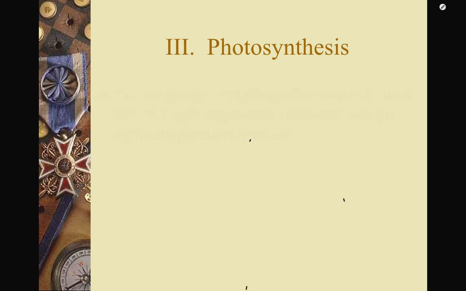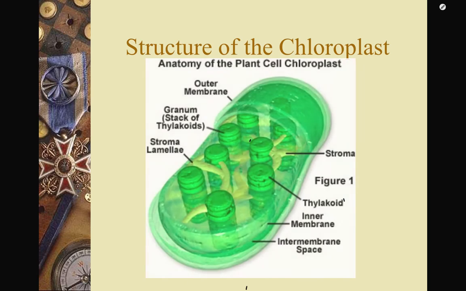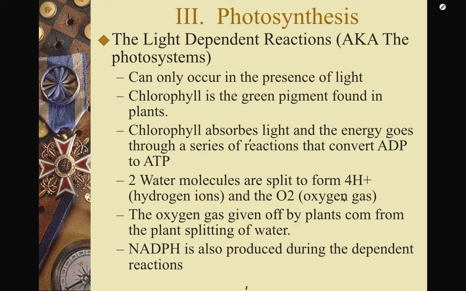There are two types of reactions during photosynthesis. One occurs in the presence of sunlight. One part of this process has to have sunlight, and the other part of it does not. The part that has to have sunlight is called the light dependent, because it is depending on the light to help it finish the process. The second part of photosynthesis does not depend on light, so it is called independent.